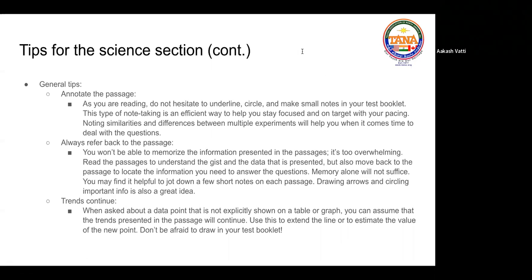All right, so yeah, jot down a few short notes on each passage and draw circles around important information. So trends continue. When you're asked about a data point that's not explicitly shown on a table or a graph, you can assume that the trend presented in the passage will continue. And you can use this to extend the line or estimate the value of a new point. And you can draw it out in your test booklet. There's no rule saying that you can't draw stuff in your test booklet to help you solve a problem.